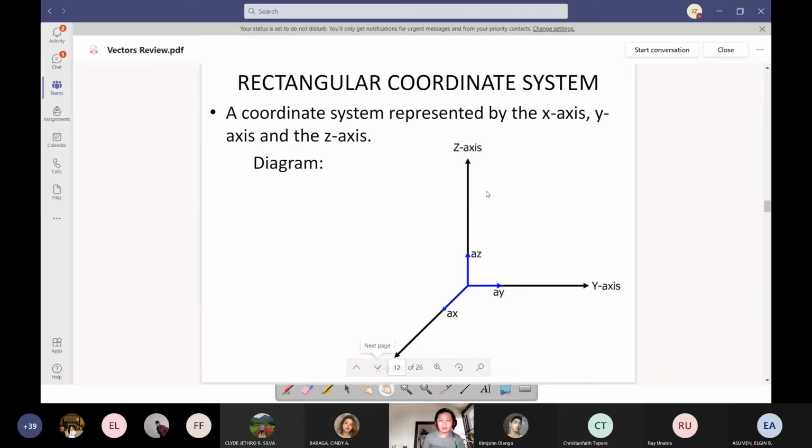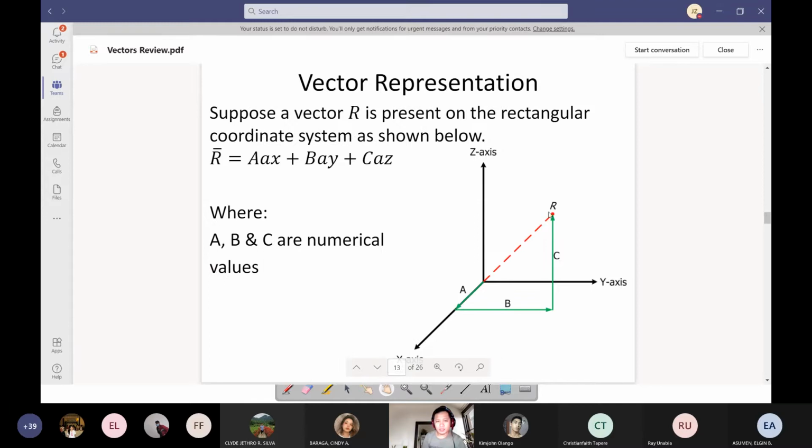Now, again, recall you have the unit vector. Unit vector is just the representation of the direction. So you have here along x, along y, and along z, or ax, ay, and az. Now, if I have a vector r, it can be presented in a rectangular coordinate system as vector r equals magnitude a along x plus magnitude b along y plus magnitude c along z.